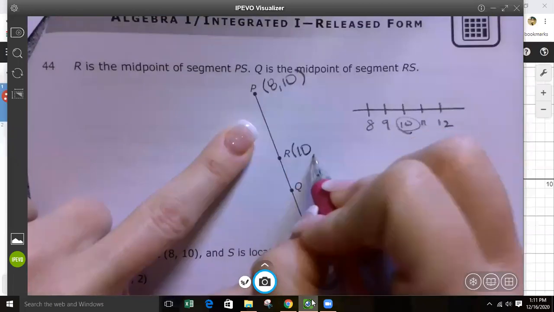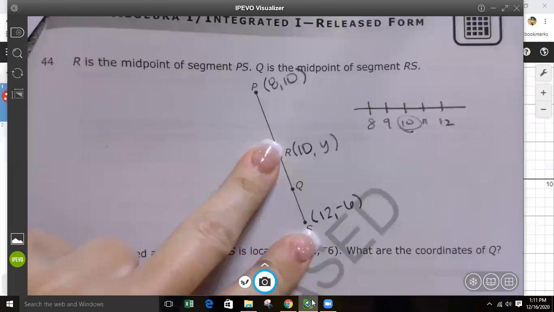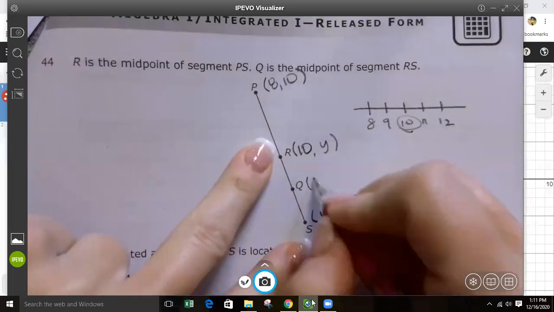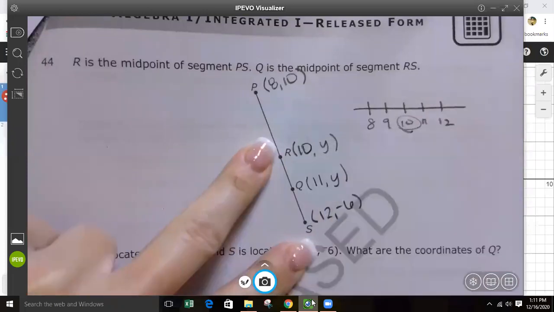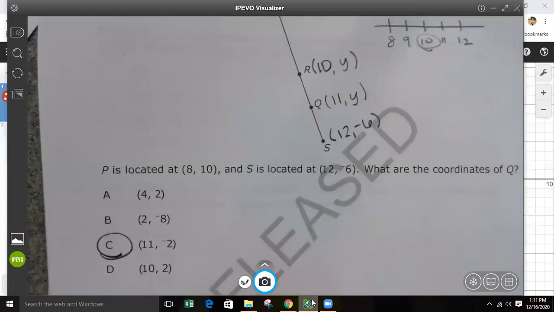So again, I don't really care about the Y coordinate right now. And then we need to find the middle of Q, or the middle of R and S, which is Q. So in between 10 and 12 is 11. And again, the Y coordinate doesn't matter in this case because we can find it with the X. So that's no work at all. It's just writing it down.